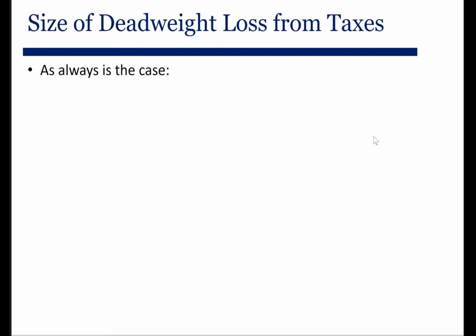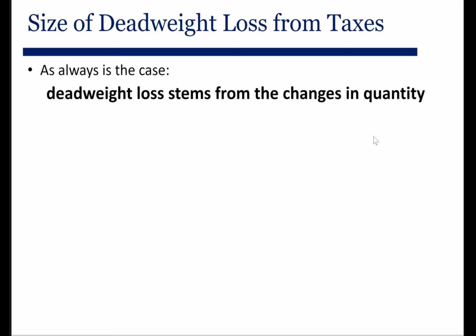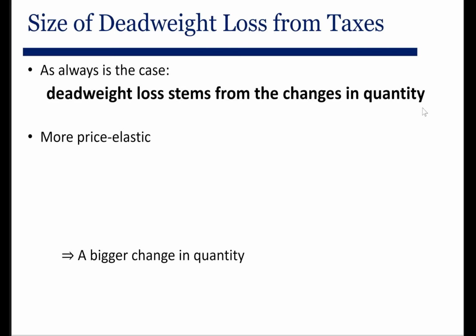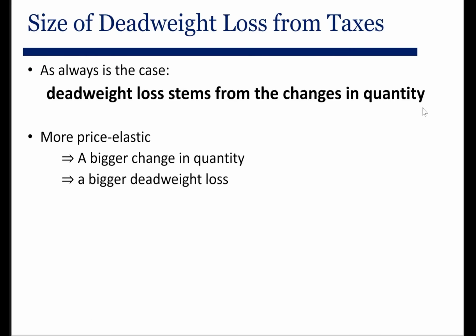So, as is always the case, deadweight loss is stemming from changes in quantity because it's stemming from changes in transactions that aren't occurring. When we have more price elastic, there's a bigger change in quantity and a bigger deadweight loss. There's a mathematical formula that represents this. I'm going to give it to you. I'm not going to expect you to memorize it, but it's a really nice formula, and this is using the negative version of elasticity of demand, and it shows the relationship between the deadweight loss and the elasticities, factoring in quantity and price.